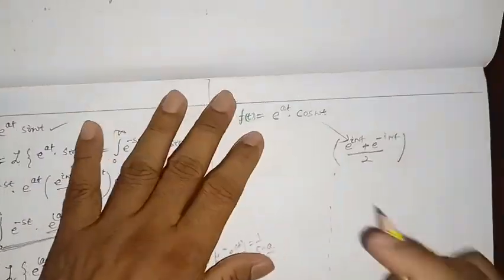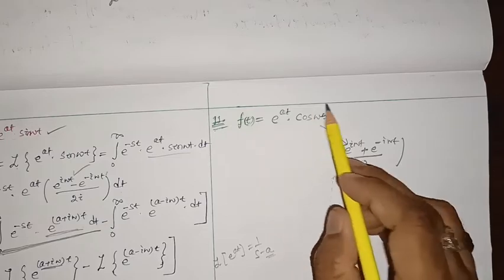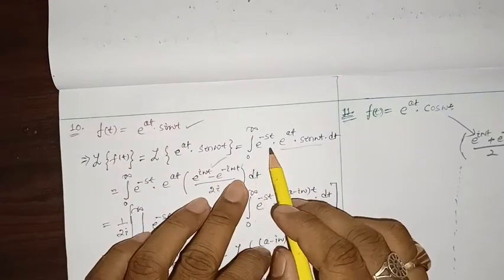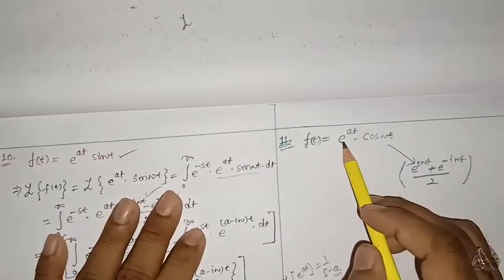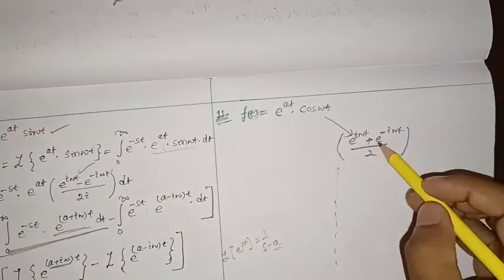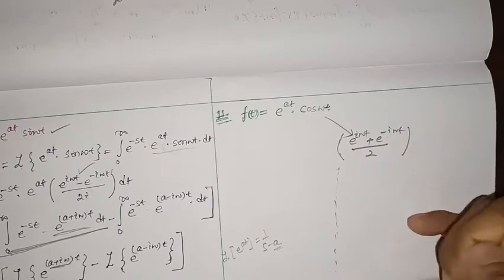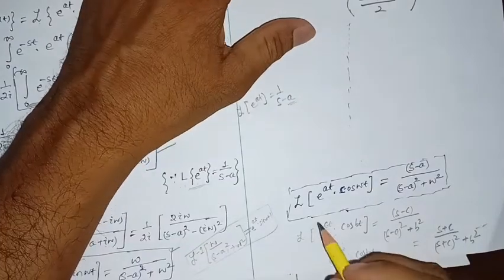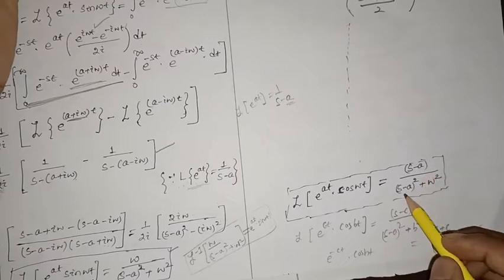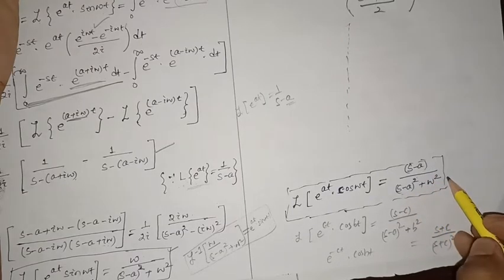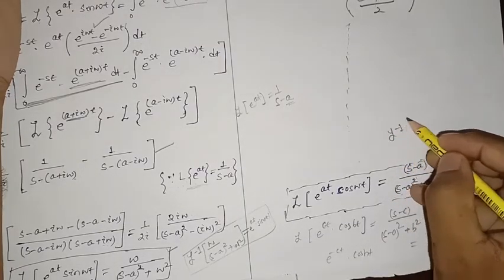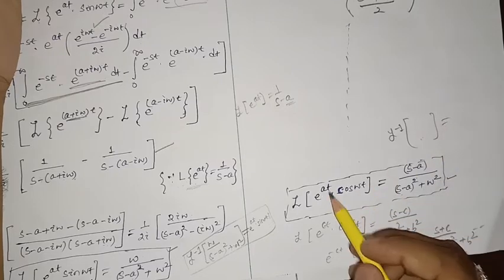Now we are going to consider e to the at cos omega t. Same procedure you have to follow. We have to write e to the minus st, e to the at into cos omega t. Instead of cos omega t, we can write e to the power I omega t plus e to the minus I omega t by 2. Same procedure you have to follow, and you can get Laplace transform of e to the at cos omega t will be equal to (s minus a) by (s minus a) whole square plus omega square. And obviously inverse Laplace transform of this will be equal to e to the at into cos omega t.